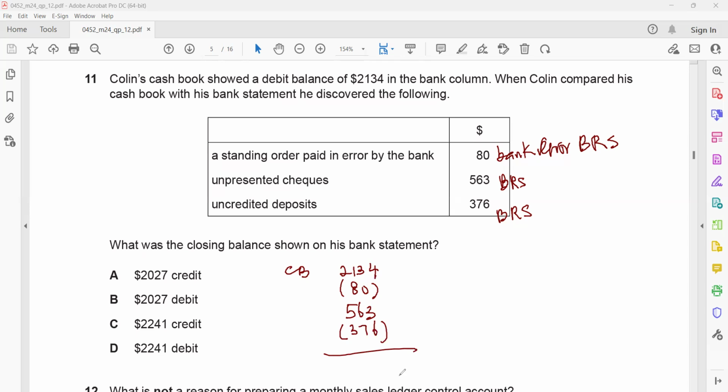So we get 2,134 minus 80 plus 563 minus 376. So we get 2,241. This is positive. This one is the debit balance, so it means that this one will be the credit balance. So the amount should be this one. Okay, now next.